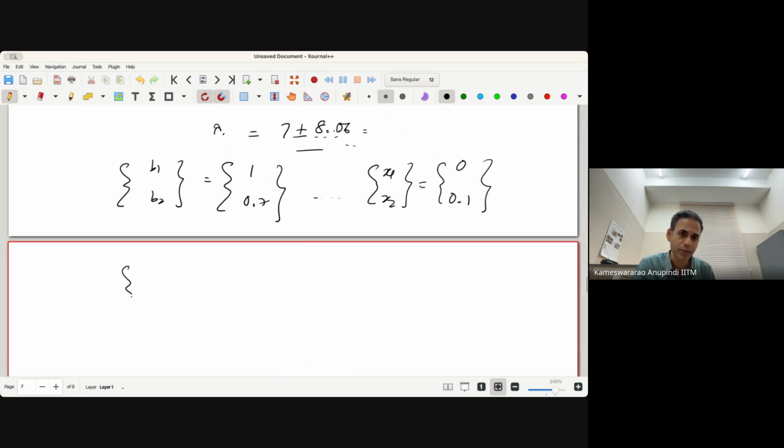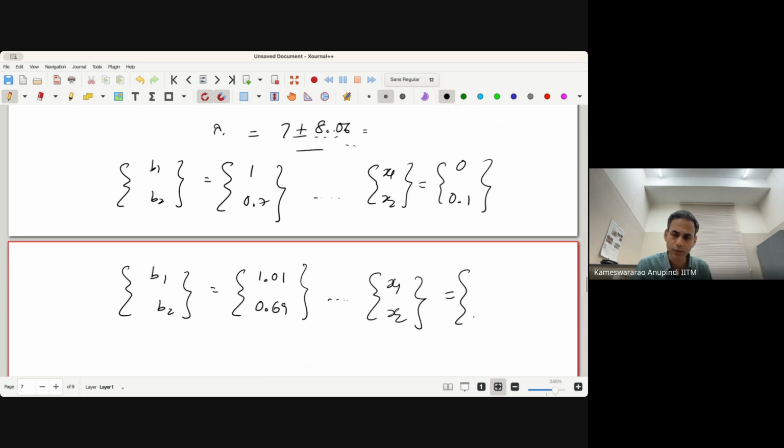Whereas now if I perturb the system, instead of b1 b2 being 1 and 0.7, I slightly perturb it, like add 0.01 to the top. Let me make it 1.01, and reduce the other by 0.01. That means let me make it 0.69. This is a very small change, which is representative of some error in the measurement or round-off error and so on, which is very natural. So in the original case we got 0 and 0.1.